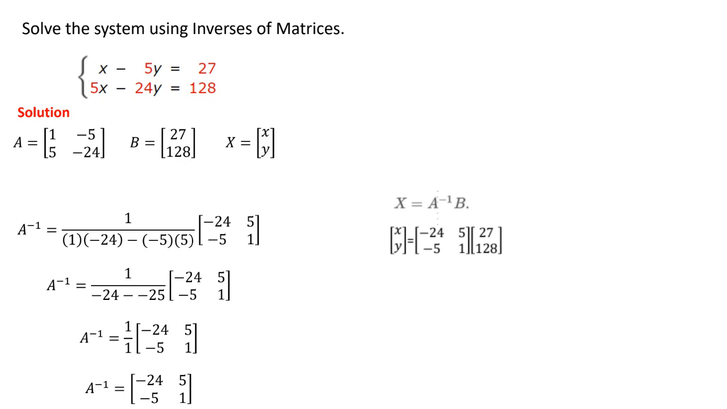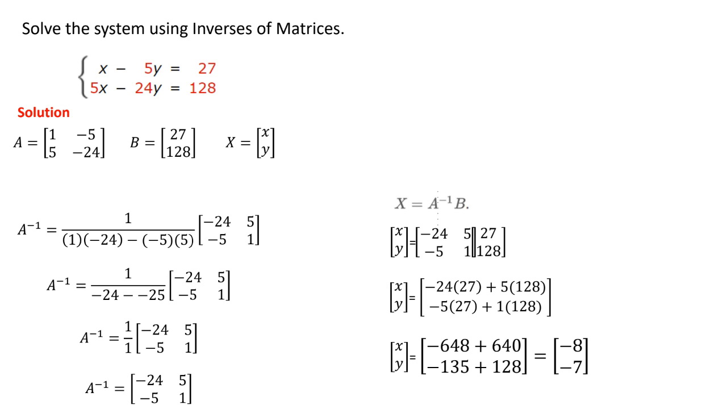Then we're going to take the inverse and substitute it into our formula here. So we have our x, our inverse, and our b. So now we need to multiply this so that we can get our answer. So we're going to multiply negative 24 times 27 and 5 times 128. And then we're going to have negative 5 times 27 and 1 times 128.